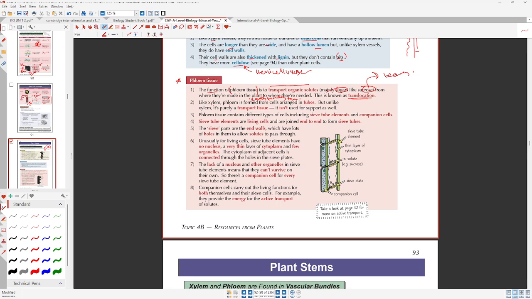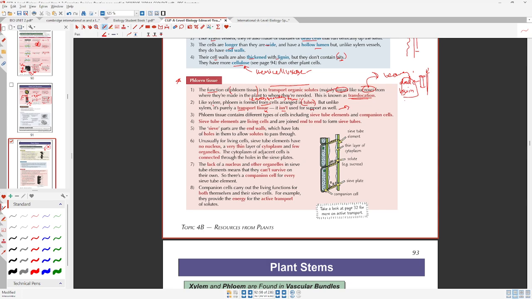So like xylem, phloem is also made from cells arranged in tubes, of course, because you're transporting them. It's best to always do that in pipes or tubes. But unlike xylem, it's purely a transport tissue and is not used for support. So xylem is also used for support, so that's why it's having dead cells, that's why it's having lignin. This one, absolutely not, no support whatsoever.